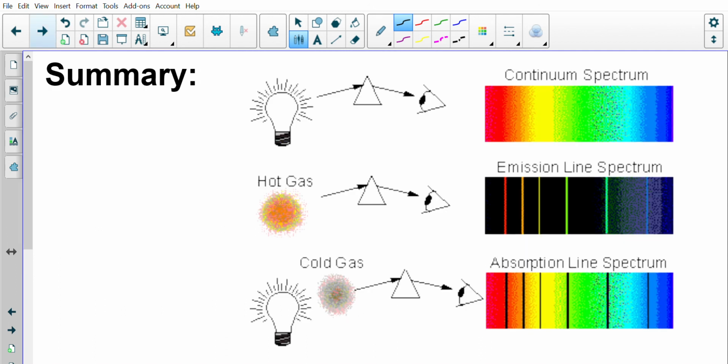So there's just a summary of how each type of spectrum is produced. So continuous spectrums on the top, we have white light going through a prism and then landing in someone's eye. Emission spectrums in the middle, we have hot gas going through a prism, then landing in someone's eye. And absorption spectrum is at the bottom. We have white light going through a cold gas, then the light that has passed through the gas goes through a prism, then that's what we look at with our eye.